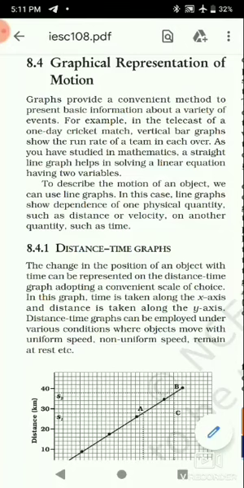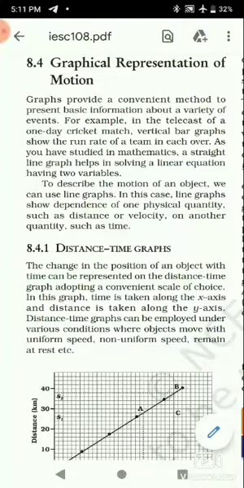Students, welcome to physics class, and we are learning about the chapter motion. Today we will discuss and learn about graphical representation of motion. Already you have the idea because you have learned in class 7 the graphical representation of motion. Now let's start the topic.